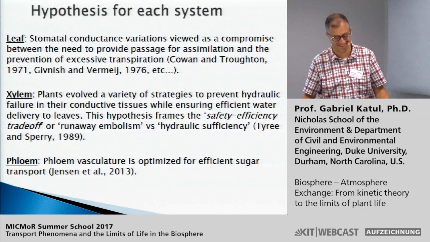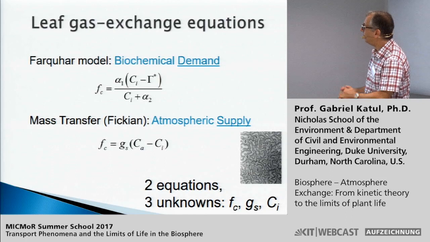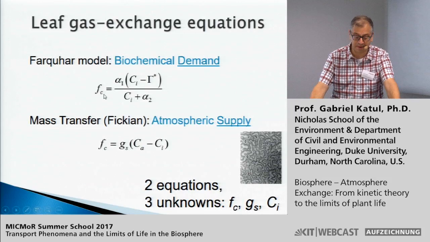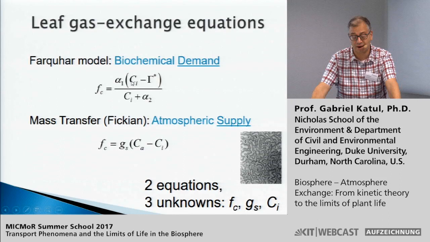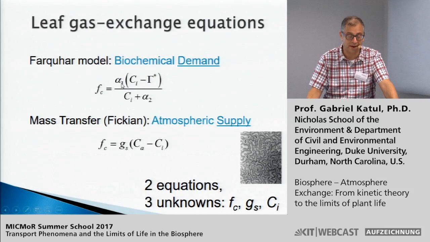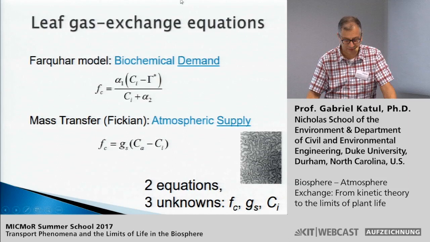Let's start with the leaf. So what's the problem there? At a mathematical level, we do have a decent description of photosynthesis as a function of the internal CO2 concentration in the leaf. And that equation is often written as a biochemical demand. Photosynthesis is some saturation function of the internal CO2 concentration. And that saturation function depends on two parameters, alpha-1 and alpha-2, and those actually are described by how photosynthesis is limited. It could be limited by enzymatic activity, or it could be limited by electron transport activity. But mathematically, alpha-1 and alpha-2 will vary in a very generic way with temperature and light, if you like, in more common terms.